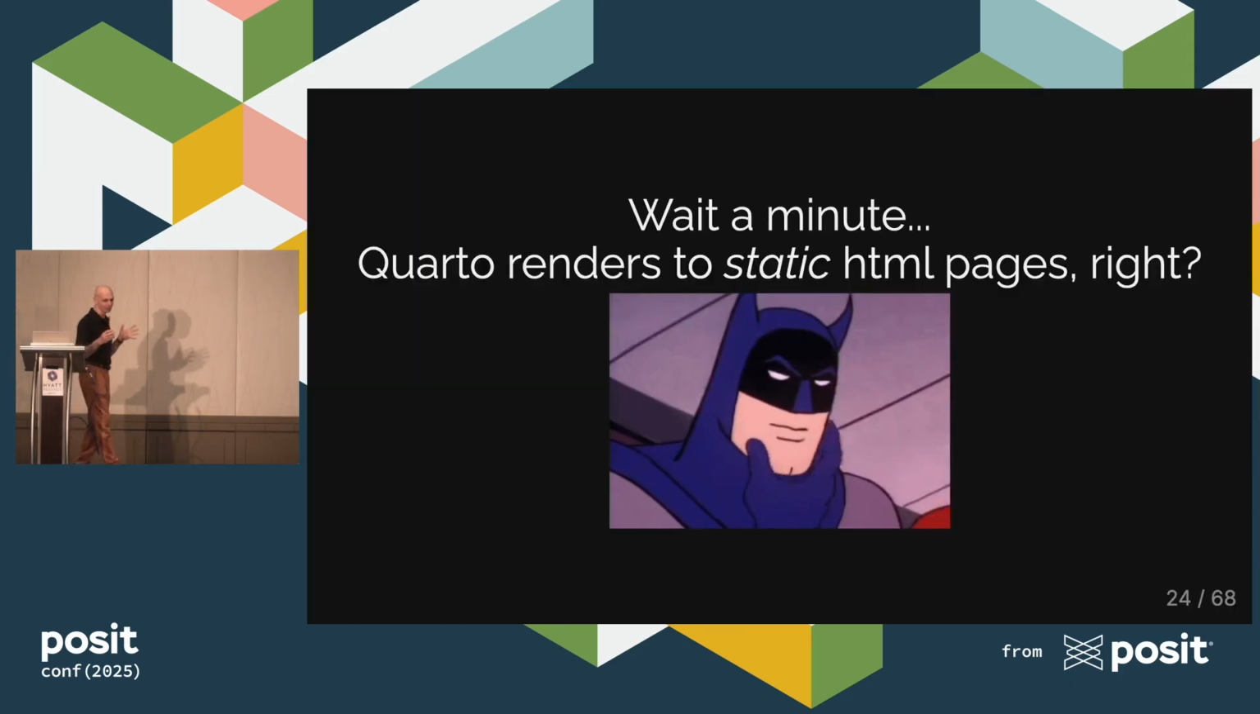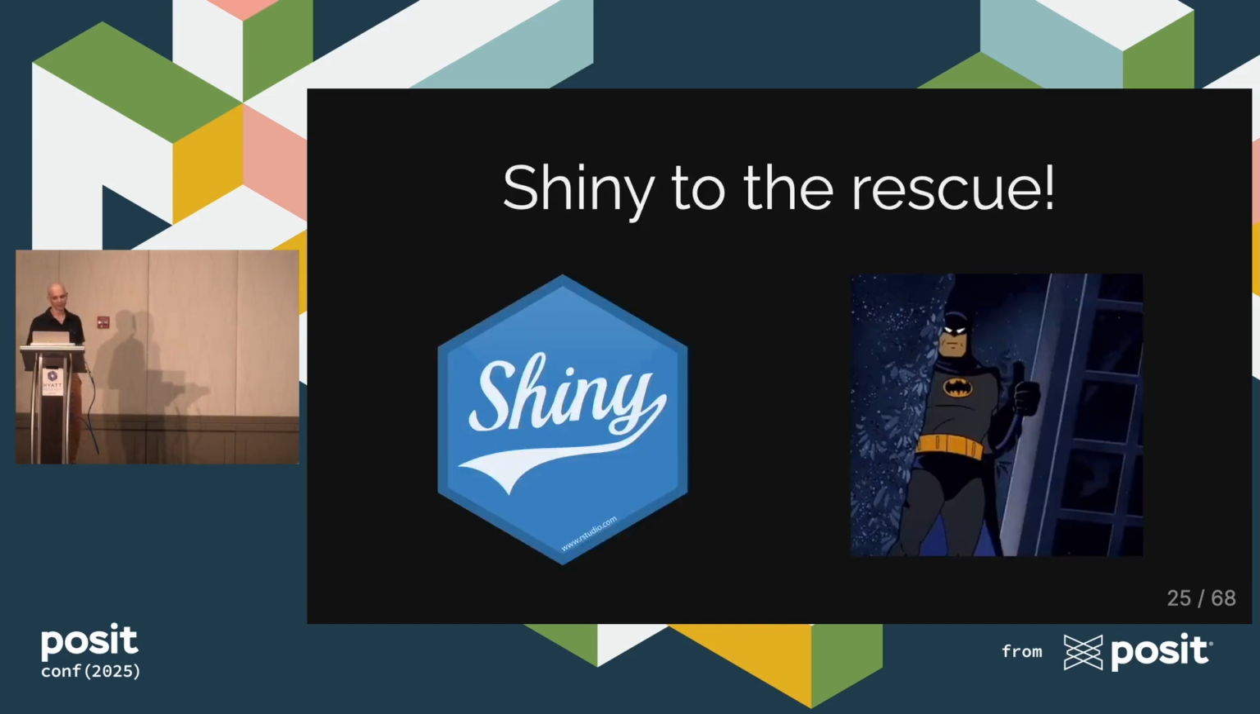OK, so if you've used Quarto, you know that it renders to static pages, right? So you might be wondering, how in the world do we go from static page to web survey? Well, we just needed some sort of web framework in R. It turns out there's been one that we've had for a very, very long time called Shiny. And so we thought, why not just use that? And that's what we did.